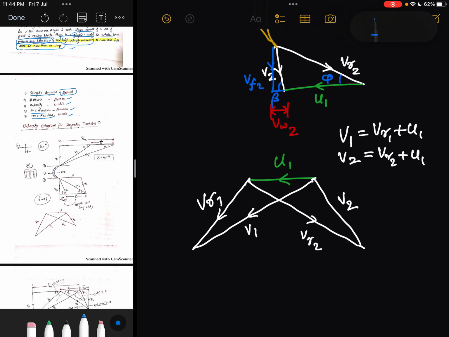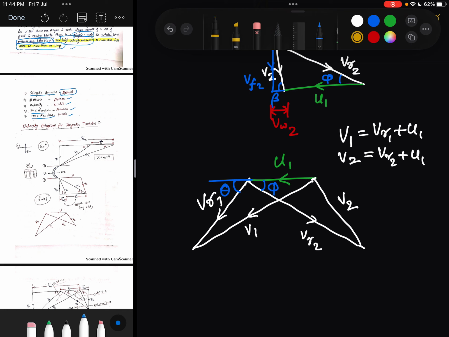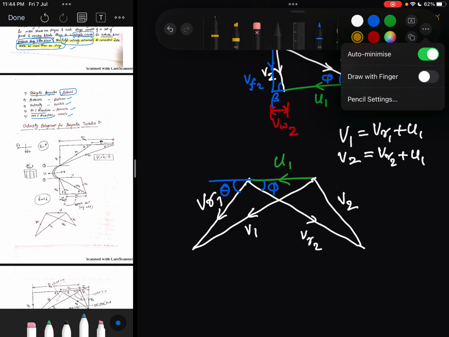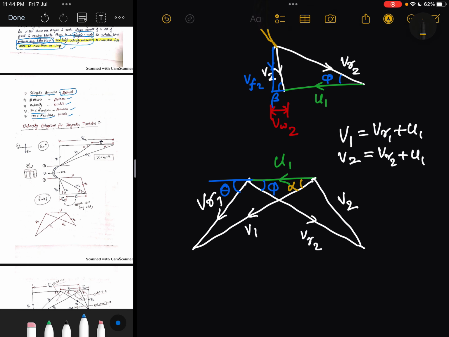And you can also denote the angles. Vr1 is the blade inlet angle, which is denoted by theta. Vr2 is the blade outlet angle, phi. This is V1, so it is alpha, and this is beta. Fine.